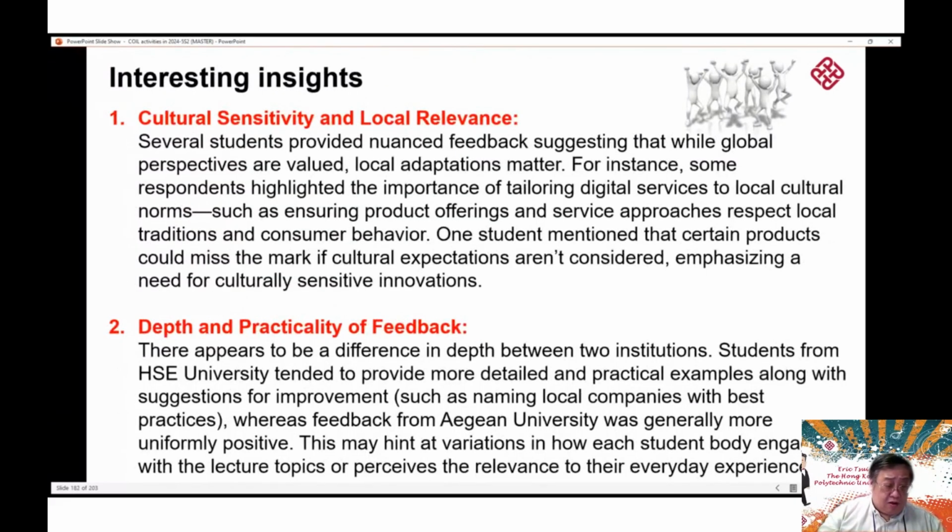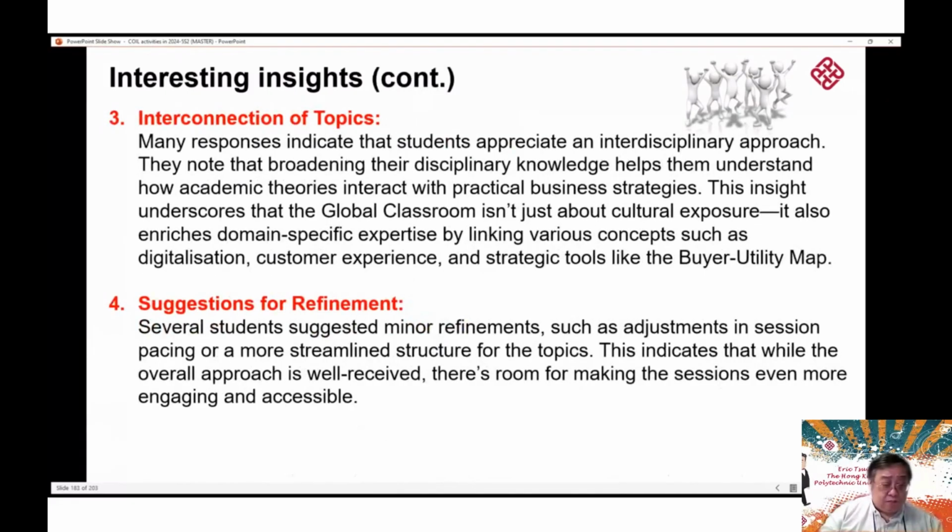On cultural sensitivity and local relevance, I don't think I need to elaborate any more. Depth and practicality of the feedback. Yes, I also discovered that based on different culture, different students from different universities tend to have different styles in responding. Some respond with detailed information, some respond quite briefly. So that's subject to further research, but nevertheless, it has also provided me with interesting and challenging information to investigate more.